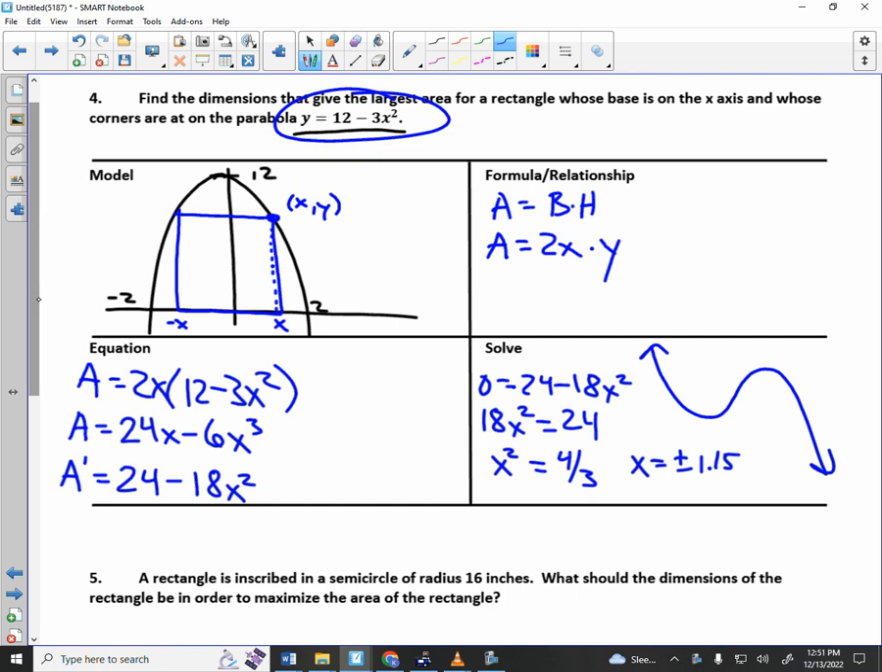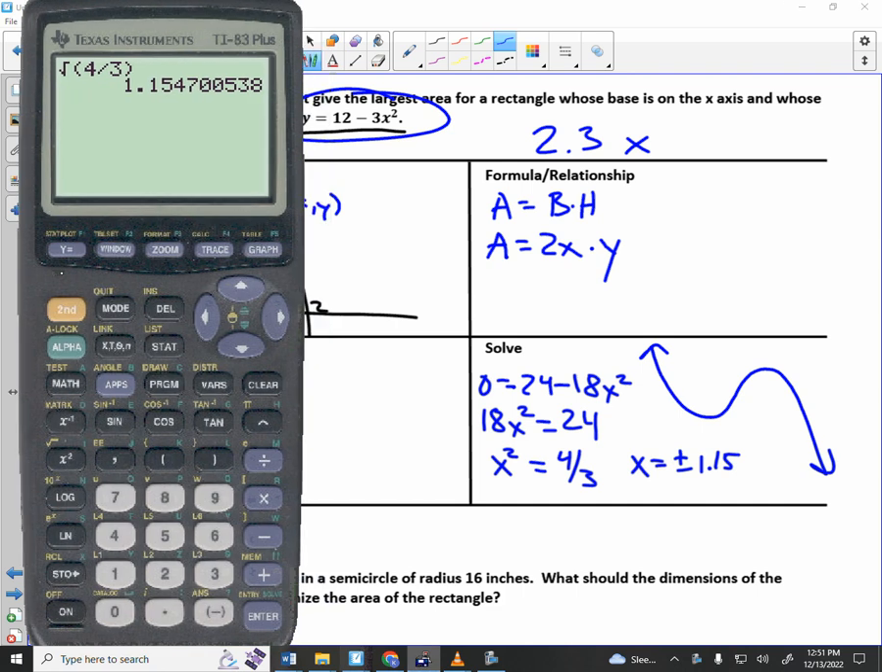If x is 1.15, what's the length of the base? Twice that, so 2.3 by, and then we're going to plug it in, right? 12 minus 3 times, do I plug in 1.15 for x or 2.3 for x? 1.15, it says that's what x is, so 1.15, and I square that, and I get 1.32. How do you get y? It says y is equal to 12 minus 3x squared.